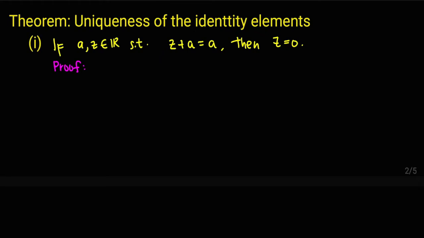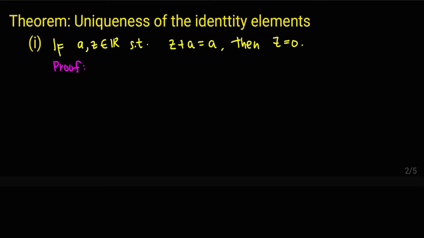Let's prove that the identity element 0 is unique. So if we have two real numbers A and C such that C plus A is equal to A, then C is equal to 0. Okay, so let's prove that. What we want to show is that C is equal to 0. Whenever you want to show equality, all you need to do is start with the left-hand side. And by using the appropriate field axioms, we must be able to show that the left-hand side is equal to the right-hand side.